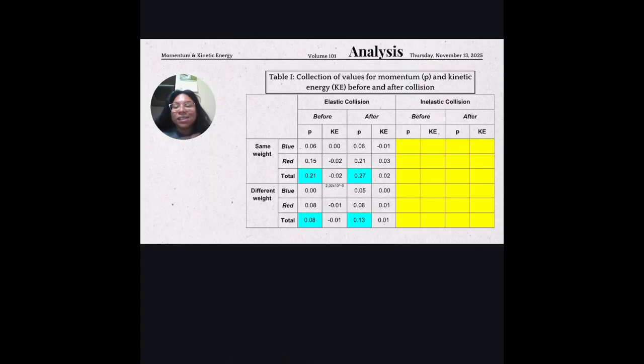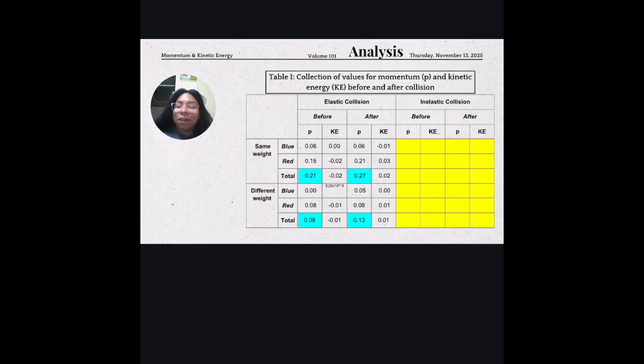As we had seen previously, this is our first table. We just added the new information with the different weights. So for our blue car, our momentum before was 0.0. For our red car it was 0.08. So when we totaled it, it was a total of 0.08. For our kinetic energy beforehand, it was 2.02 times 10 to the power of negative 5. So it showed a big difference. And then our kinetic energy for our red car was negative 0.1. So our total kinetic energy was negative 0.01.